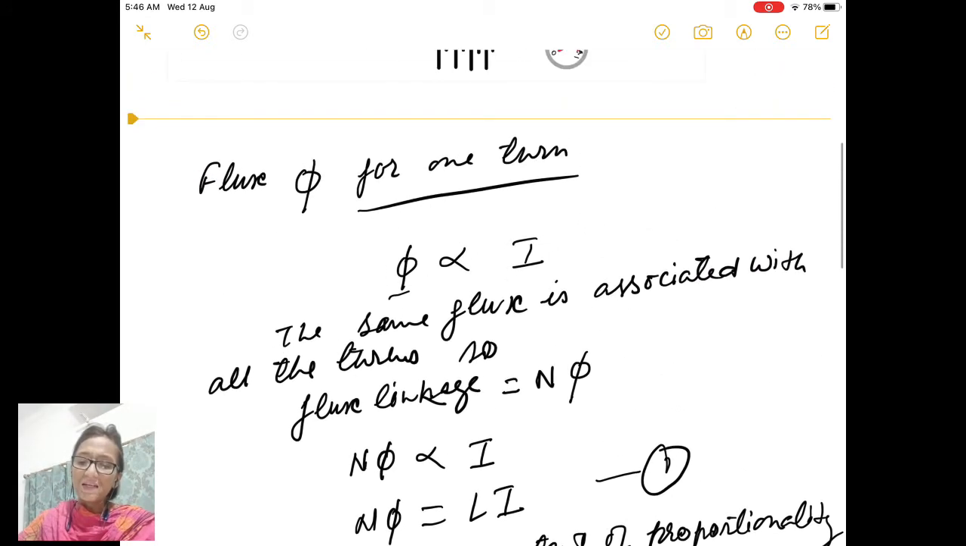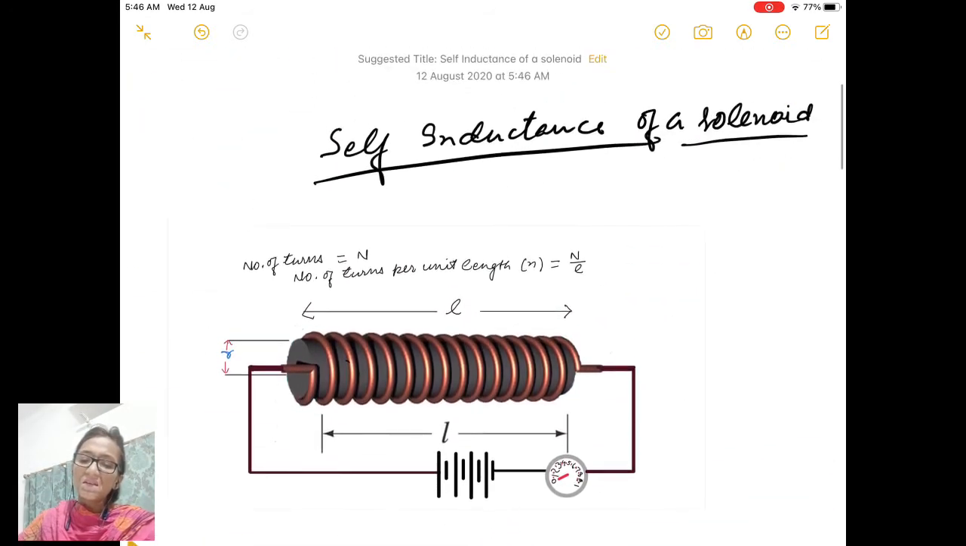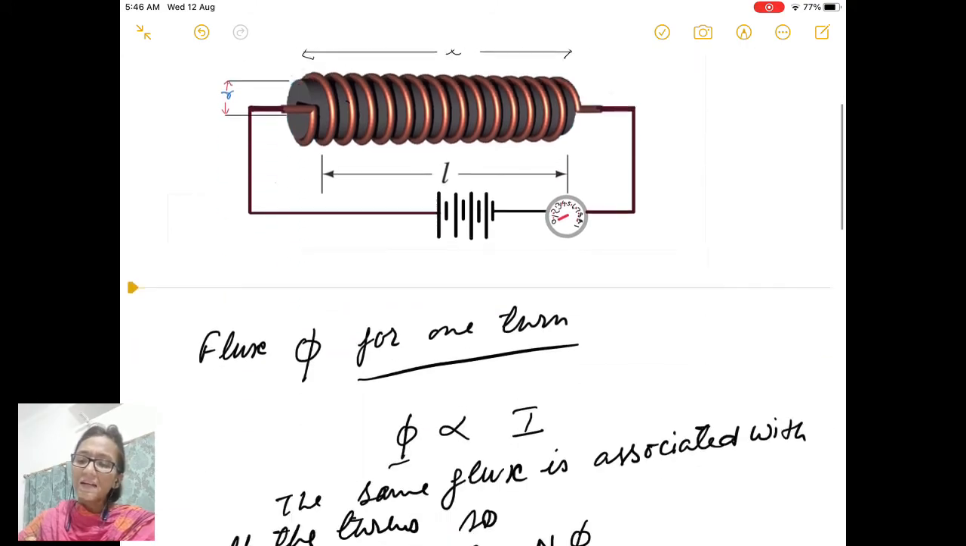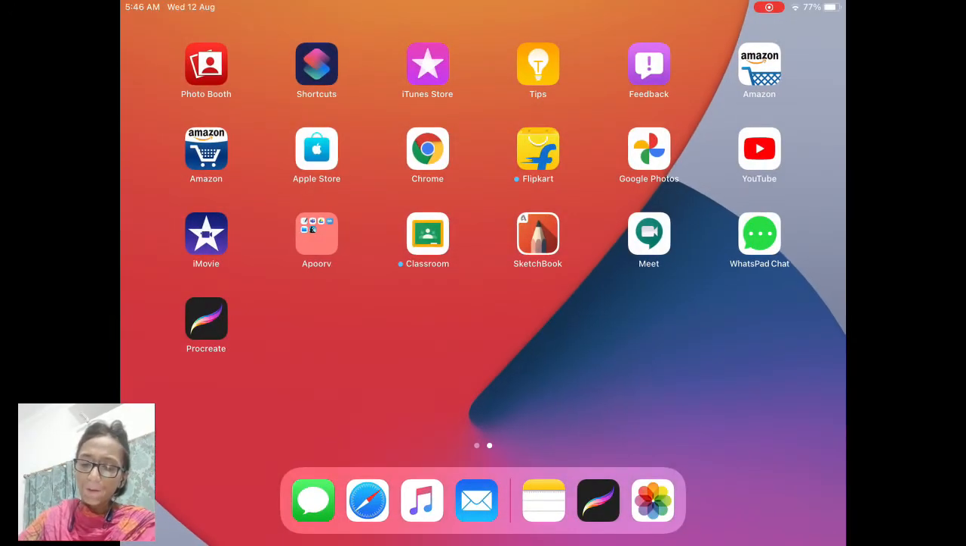So let us find the self-inductance of a solenoid. Okay.